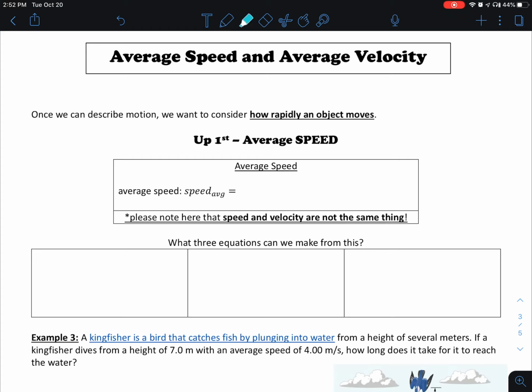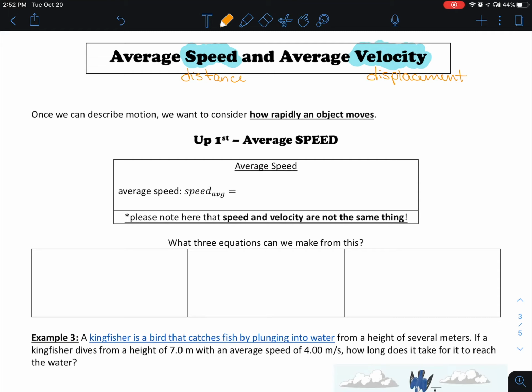Speed and velocity, a lot of times we think of those as being the same, but they're not. Speed deals with distance. Let's simplify this now. Speed deals with distance, velocity deals with displacement. They're both concerned about the time as well, but speed is distance, velocity is displacement. Once we describe motion, we want to consider how rapidly an object moves.